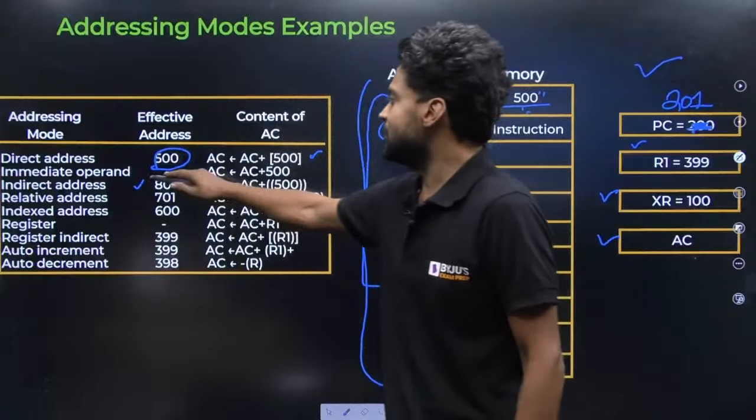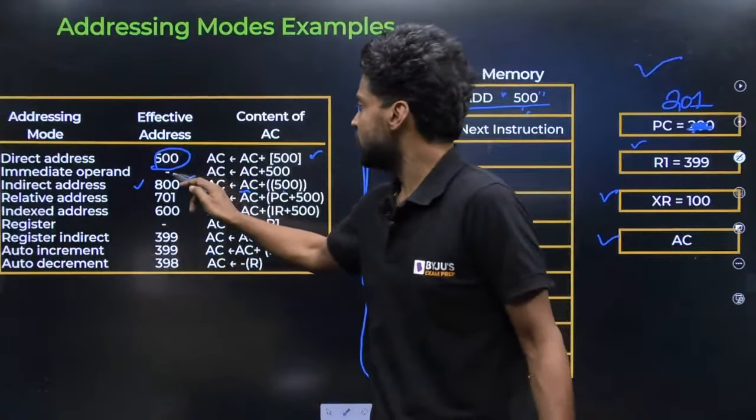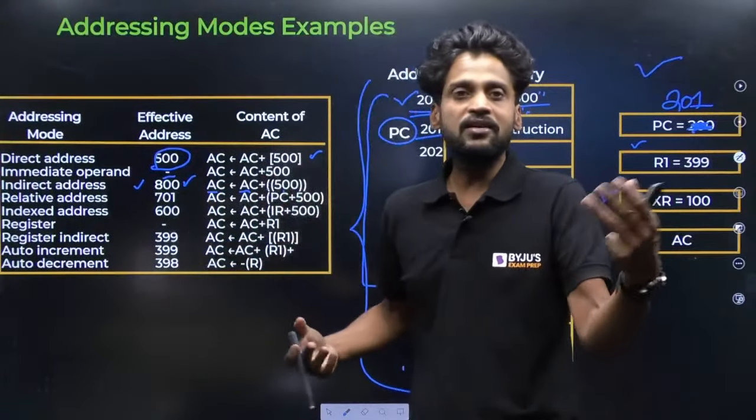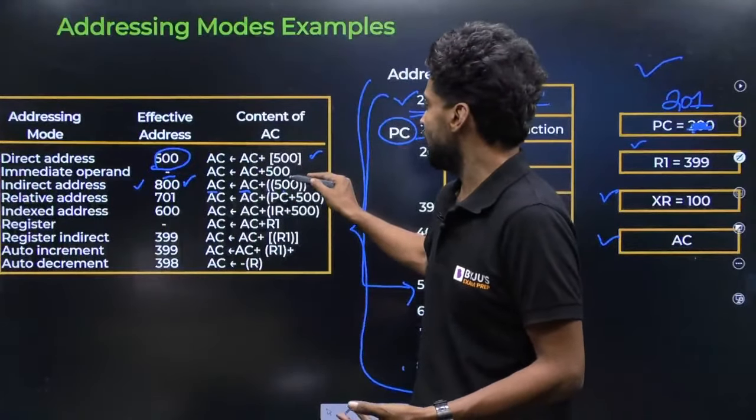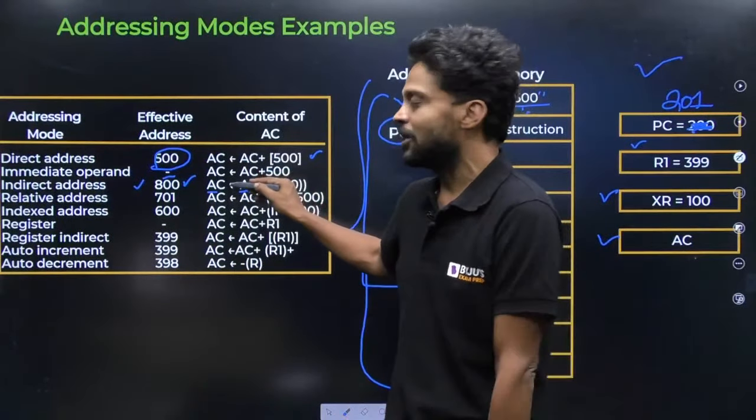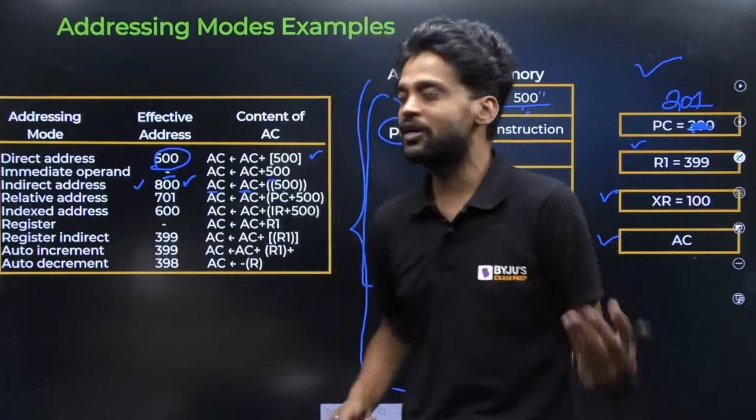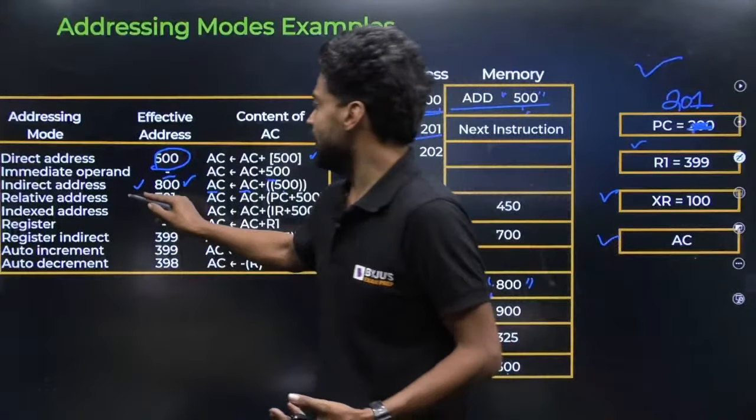In the immediate addressing mode, we don't have any effective address. Rather, the contents will be taken as a direct operand. The direct operand, that is 500, will be added to the accumulator. Finally, the accumulator is going to get updated. Next thing is the relative addressing mode.